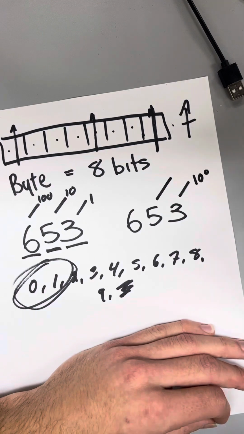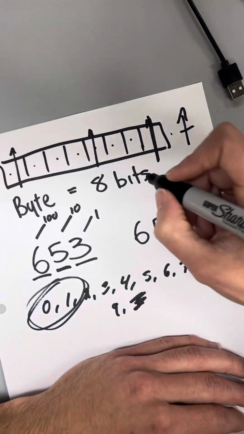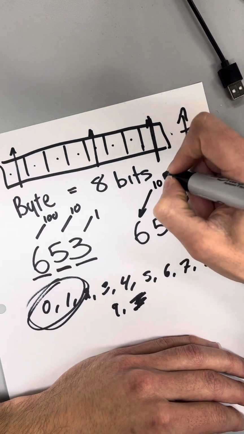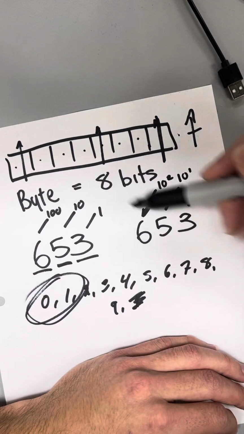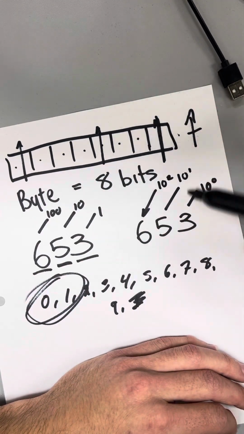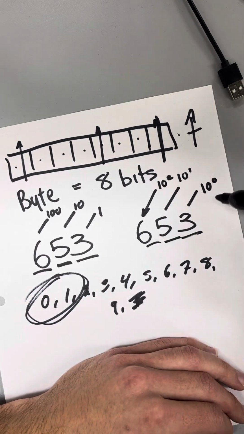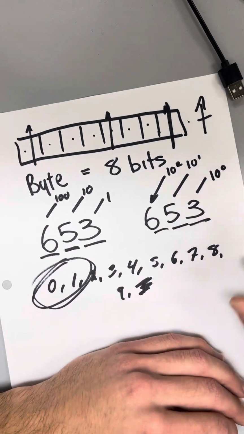This is the tens place. 10 to the 1 is 10. This is the 100s place. Is that not just 10 to the power of 2? So notice this base 10 world that we live in, it's called base 10 because each of these number places can be represented as powers of 10. 10 to the 0, 10 to the 1, 10 to the 2. 1, 10, 100.